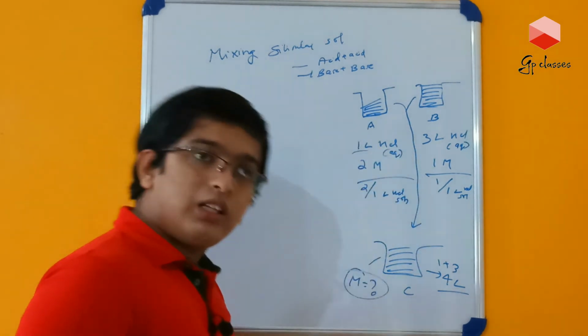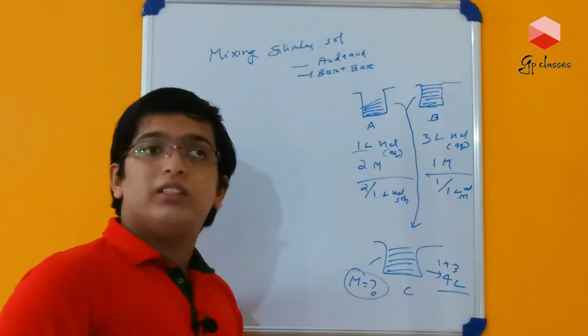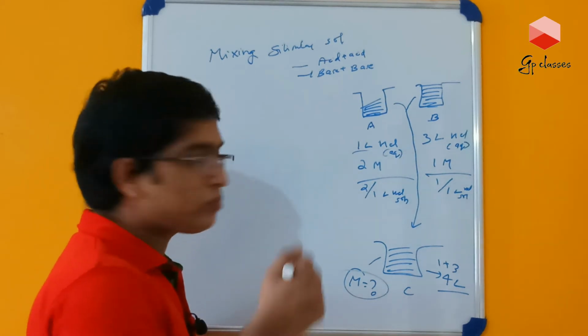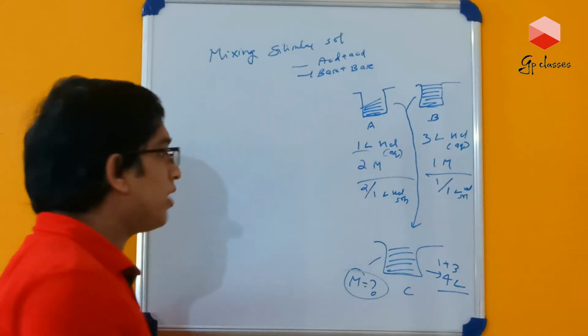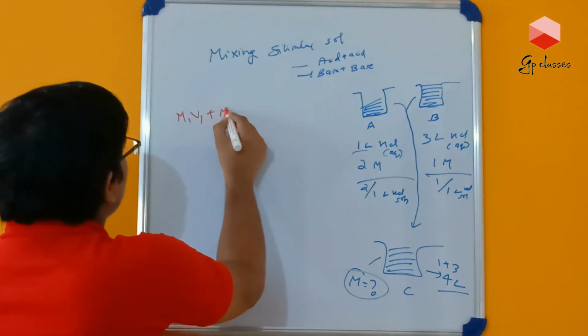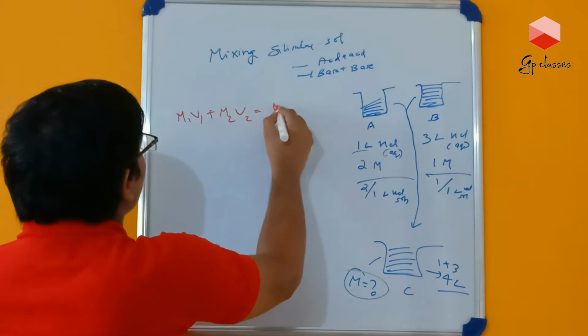Will the molarity be the same, or if it will be changing, up to what extent is the molarity changing? So let's look. For that also we have a simple equation. The equation is simply M1V1 plus M2V2 is equal to M3V3.